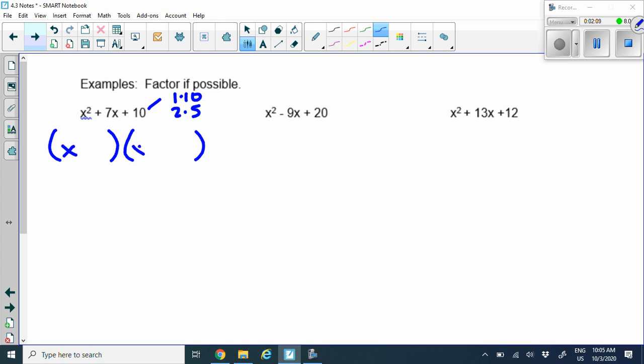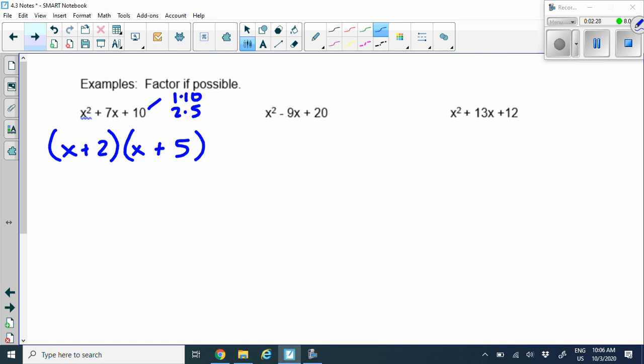So I put x and x, and then I'm going to do 2 and 5. Now, the order doesn't matter. So you could have put x and 5 in the first set of parentheses and x and 2 in the second. Now, we add up to a positive 7. We know 2 plus 5 gives us that, so we need both of these to be addition signs.